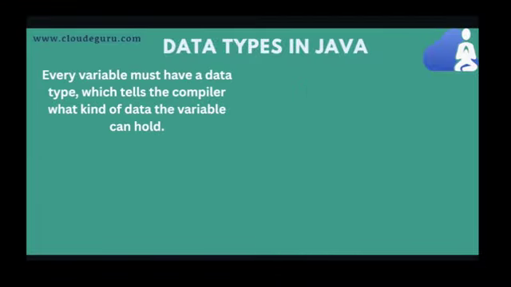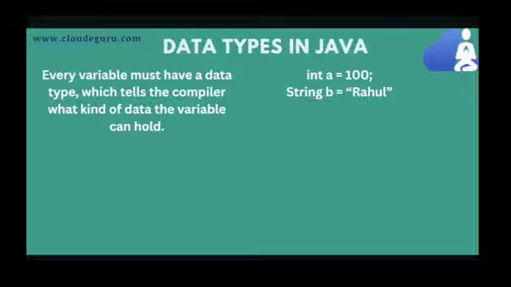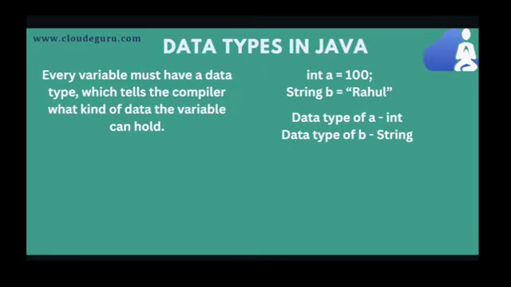Similarly, every variable must have a data type which tells the compiler what kind of data the variable can hold, right? So here A's data type is int, it tells the compiler that it can store int type of data, that is whole number data. Similarly, B's data type is string, that tells the compiler that it can store only string type of data. Data type of A is int, data type of B is string.